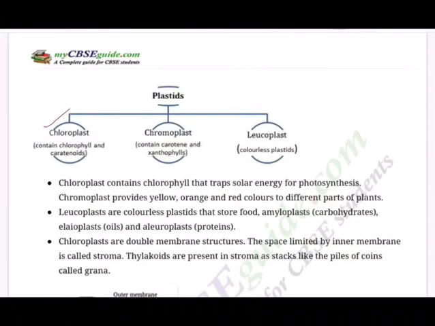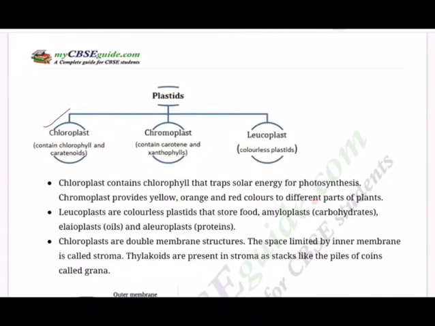Green plastids are called chloroplasts, and they contain chlorophyll. And chlorophyll has varieties ranging from A to F. And chromoplasts have carotene and xanthophyll. These have colors like red, brown, yellow, sky blue, like that.